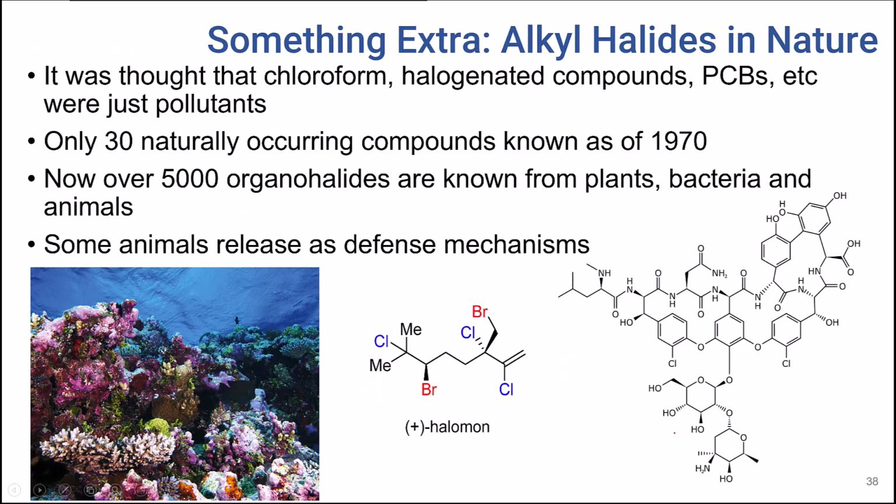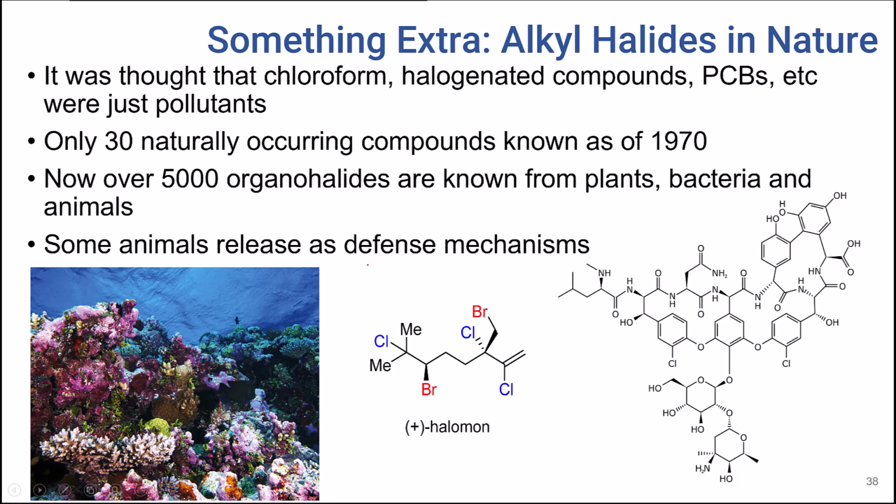Alkyl halides are present in nature. You may not have thought about this, but it was thought originally that chloroform, halogenated compounds, and PCBs were just pollutants. But it turns out that there have been 30 naturally occurring compounds known as of 1970 that had alkyl halides. And that was as of 1970. Now we have over 5,000 organohalides that are known that come from plants, bacteria, and animals.